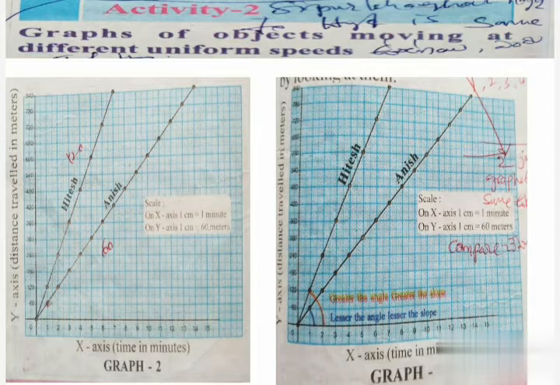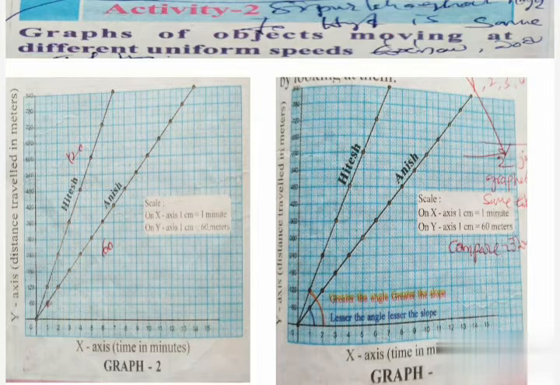How much time did Hitesh take to run from home to school? Calculate his average speed. Hitesh has taken 7 minutes to run from home to school.